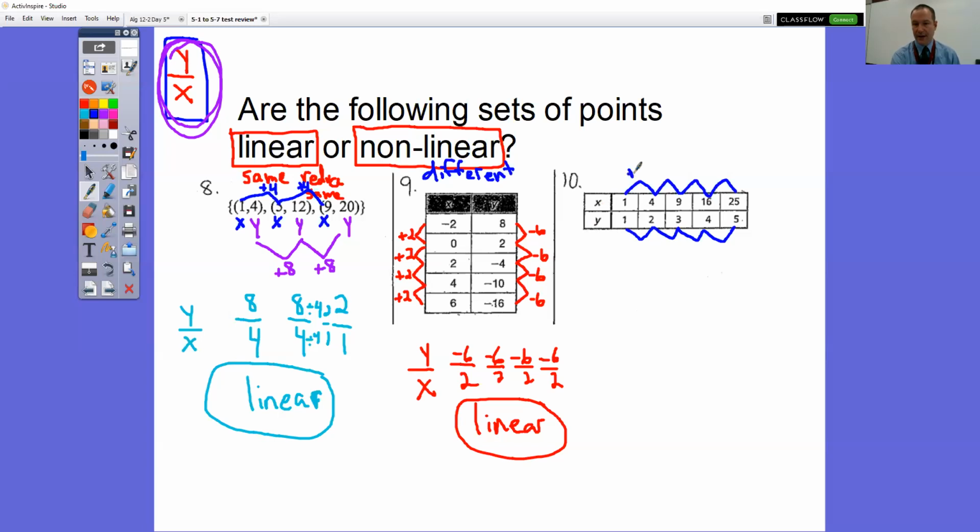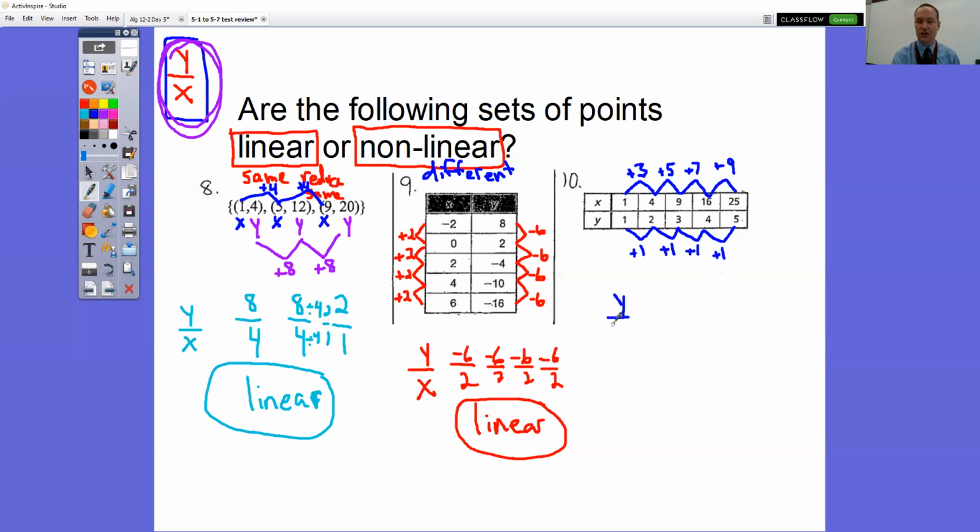So 1 to 4, we're adding 3. 4 to 9, we're adding 5. 9 to 16, we're adding 7. 16 to 25, we're adding 9. 1 to 2, we're adding 1. 2 to 3, adding 1. 3 to 4, adding 1. 4 to 5, adding 1.